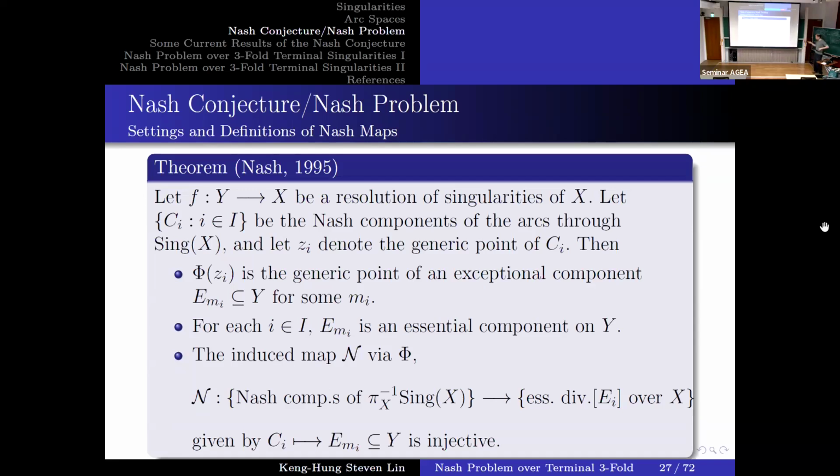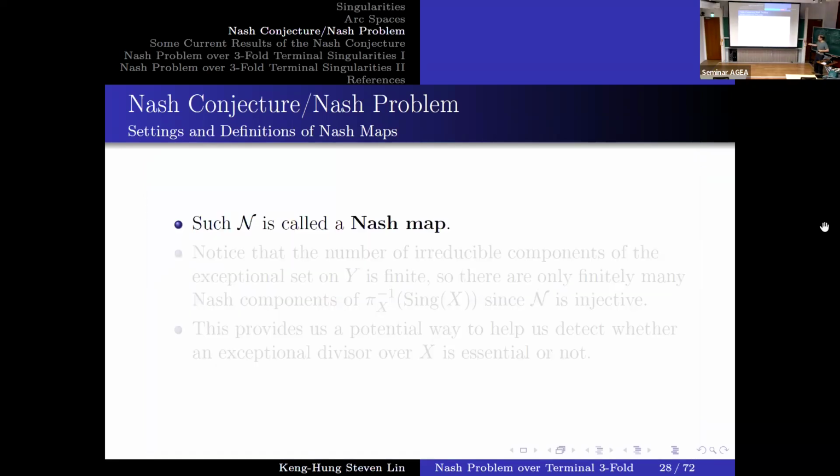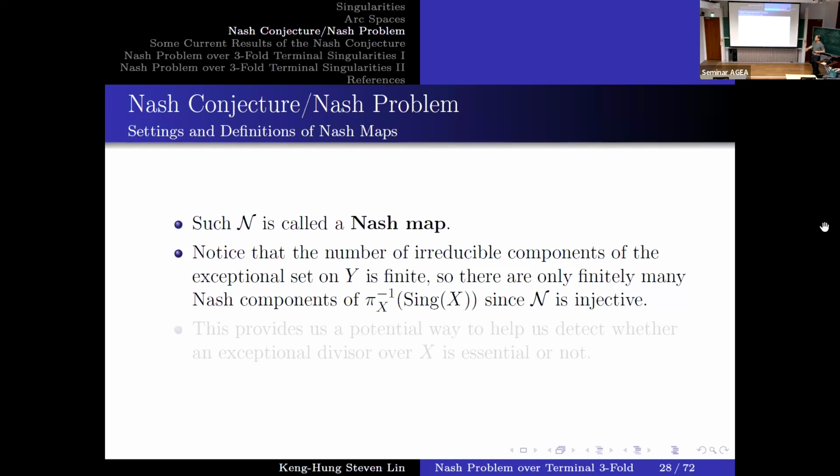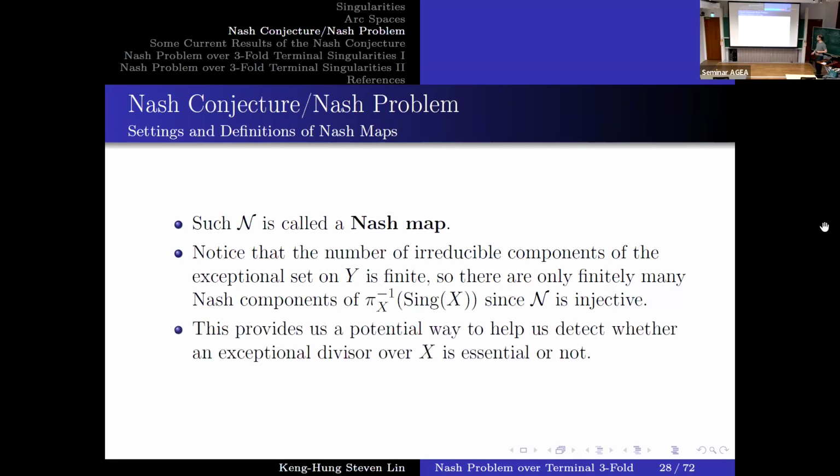Okay, and this map is called the Nash map of X. Because this map is injective, you can see that the number of irreducible components of the essential set is finite. So there are only finitely many Nash components of X. This gives us a potential intrinsic way to help us detect whether an essential divisor over X is essential or not. You see that this correspondence is pretty intrinsic, right?